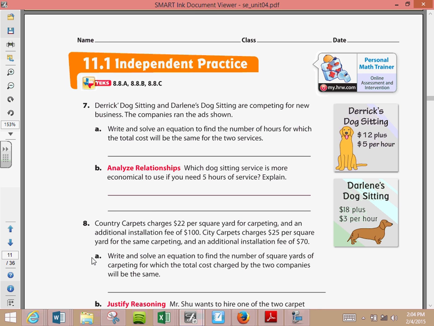But let's begin. Let's read the problem and then try to figure it out. It says Derek's dog sitting and Darlene's dog sitting are competing for a new business. The companies ran the ads shown, these right here with the doggies. Write and solve an equation to find the number of hours for which the total cost would be the same for the two services.